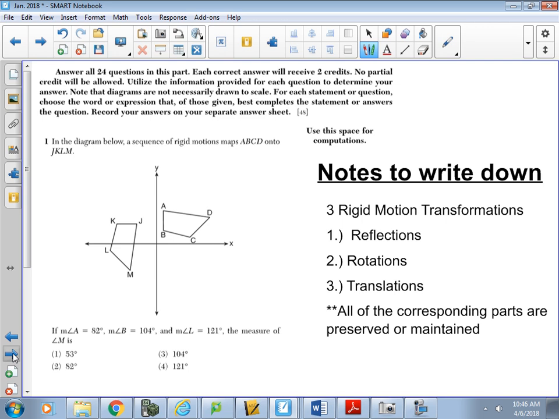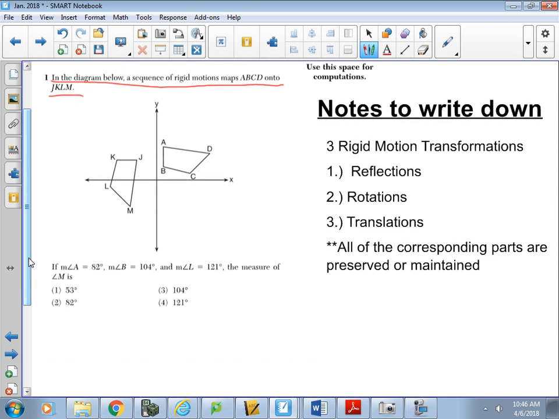So it says here, in the diagram below, a sequence of rigid motions maps ABCD onto JKLM. And this is down here. If the measure of angle A is 82 degrees, the measure of angle B is 104, and the measure of angle L is 121, what is the measure of angle M?